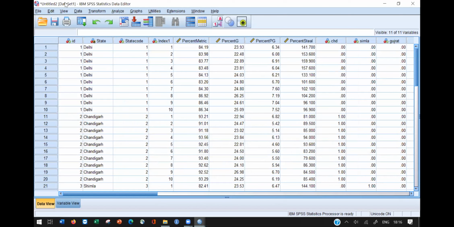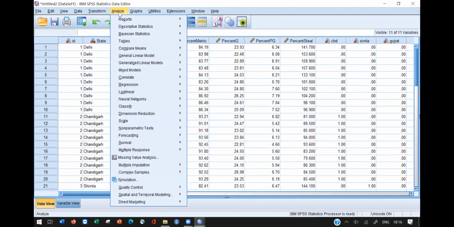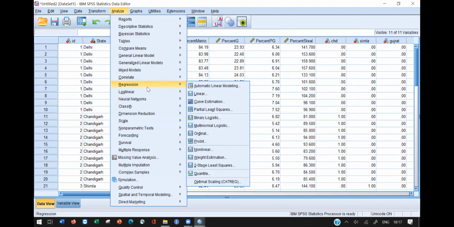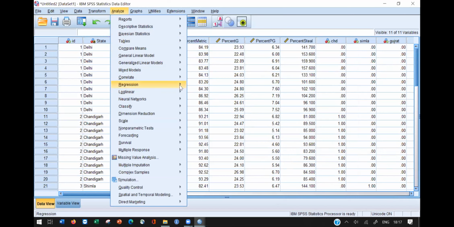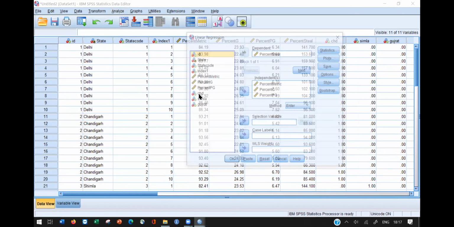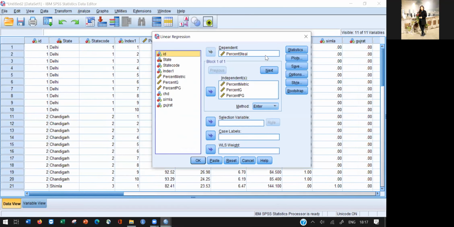So if you see in SPSS, there is a very sequential way of doing things. If I need to do anything with the data, I have got the first option. If I need to transform, then I have got the second option. And now I need to analyze. Now I'll analyze regression, linear. Now my dependent variable would remain the same.